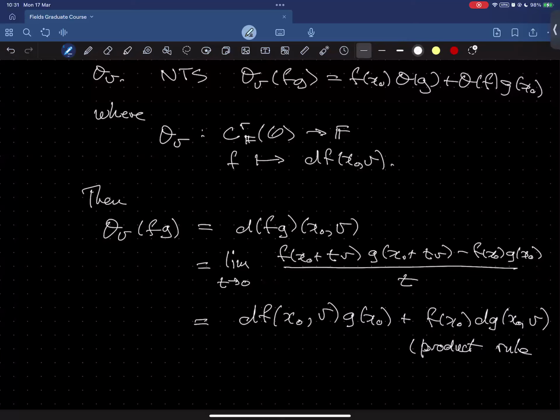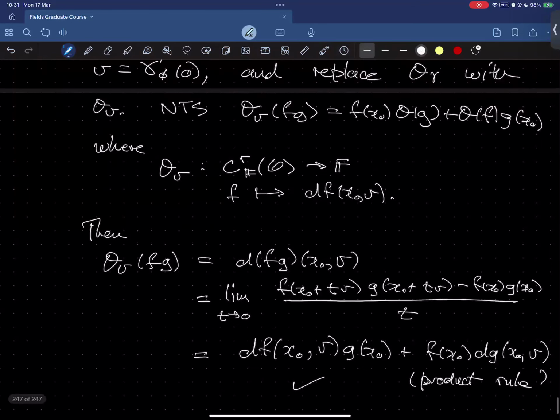Okay, and so notice this really is the product rule from first year calculus, right? And the reason is that this is a scalar function, okay, because f and g just take values in F, a scalar function of a scalar variable, right? So it's literally just the ordinary product rule. There's nothing fancy there at all, okay? And so that proves that this thing is a derivation, okay? Good. Now, part three.